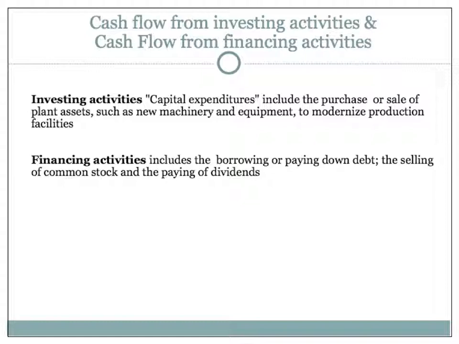The other two categories are fairly straightforward and easy. Investing activities, those are capital expenditures. Did I buy new machinery? Well, that used cash or equipment. Did I buy trucks or did I sell? That meant a decrease in cash. And financing activities, did I increase my long-term debt? Did I increase my common stock, capital stock? Did I pay dividends? Those questions are answered in those two sections. Now we're going to put all three together and do one problem.